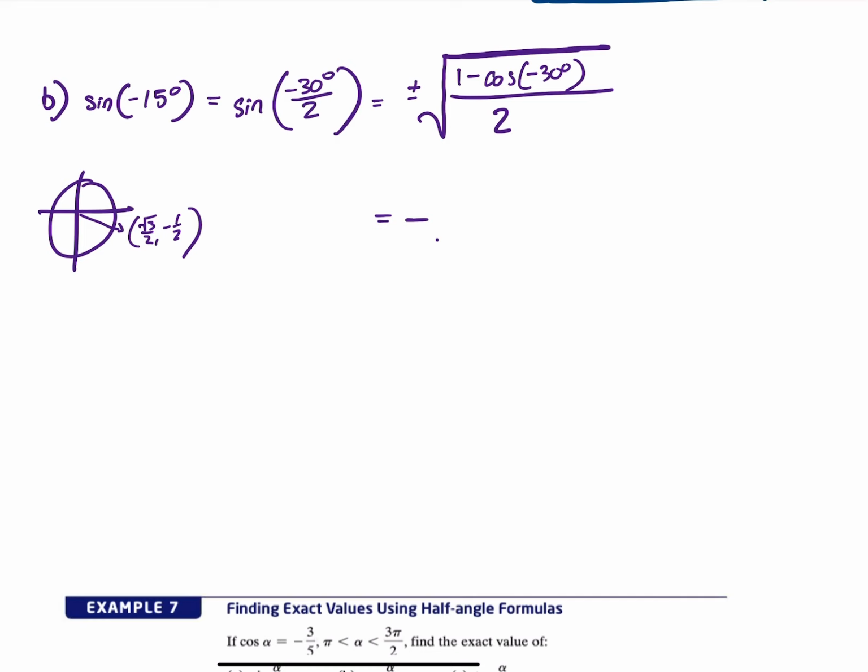So it'll be negative square root of 1 minus root 3 over 2, these parentheses here, over 2. So I'll show a different approach for simplifying this double fraction. We could multiply the top and bottom by 2. So I'm thinking about wanting to cancel that 2.